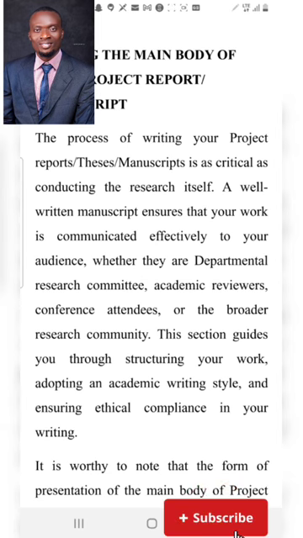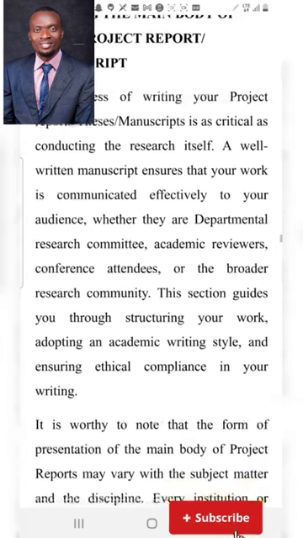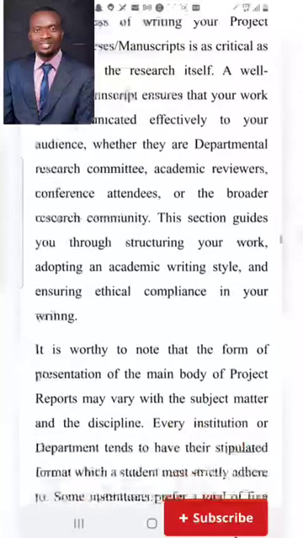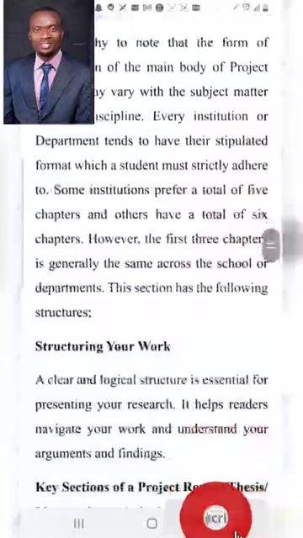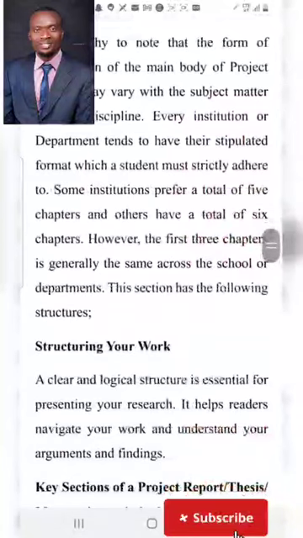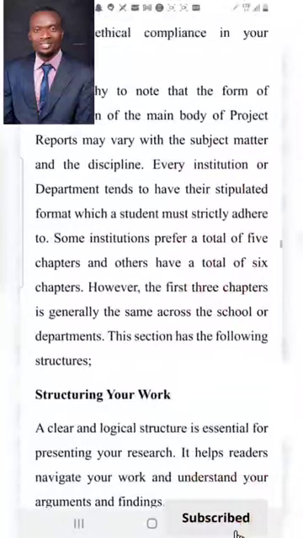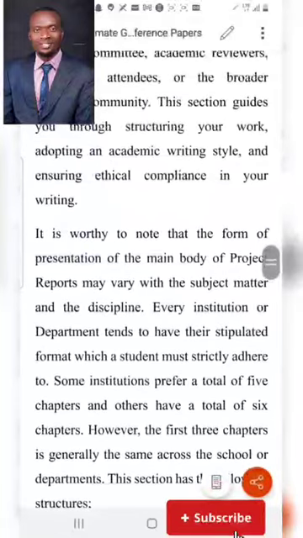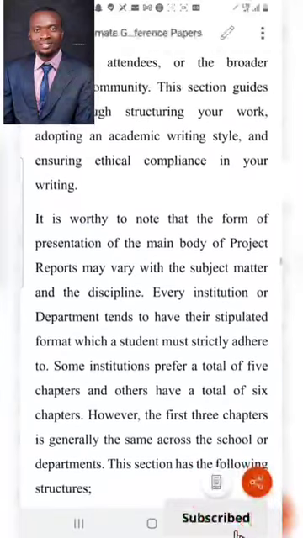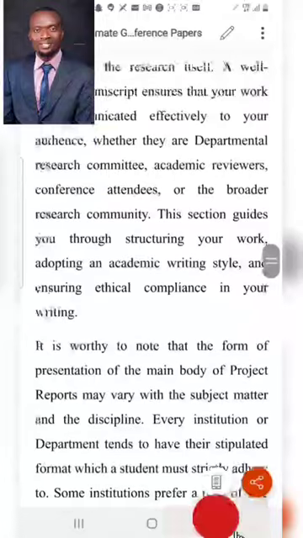This part is very, very important because it actually tells us what you have done, how you have done it, and the methods that you have followed. It has a structure. Every institution or department tends to have its stipulated format, which you have to follow strictly as a student. What I am saying here is the general standard.